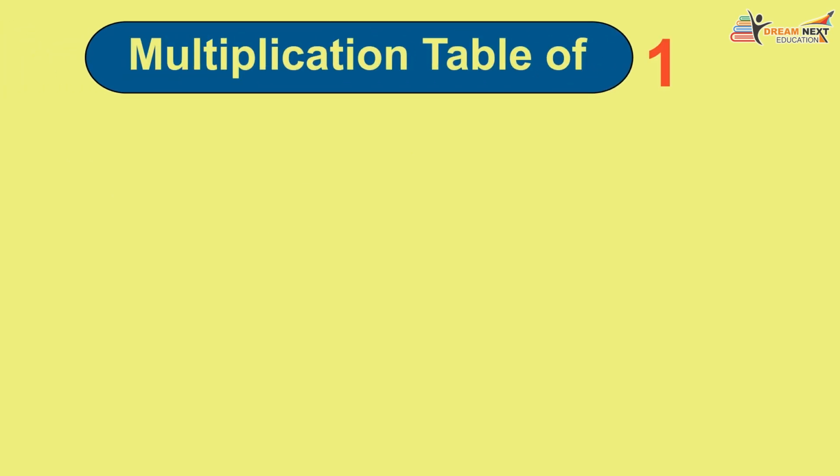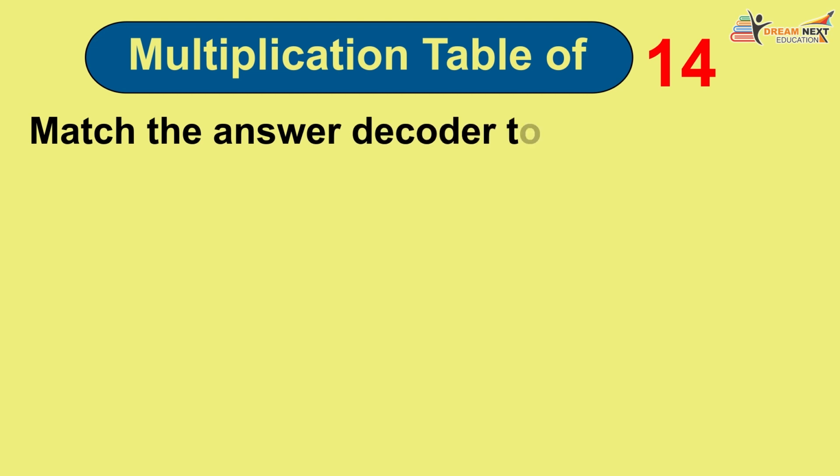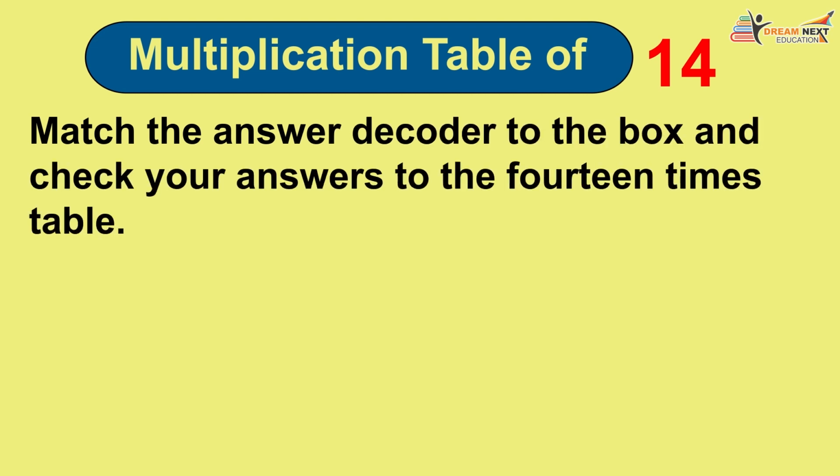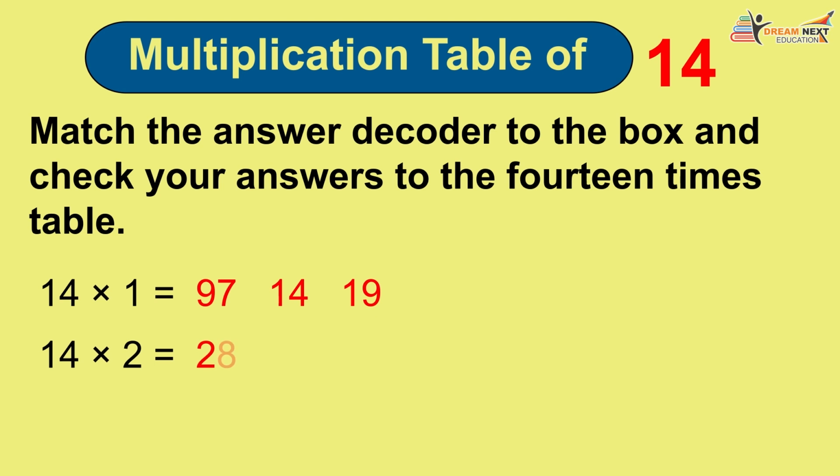Multiplication table of 14. Match the answer decoder to the box and check your answers to the 14 times table. 14 into 1 is equal to 97, 14, 19. 14. 14 into 2 is equal to 28, 32, 49.